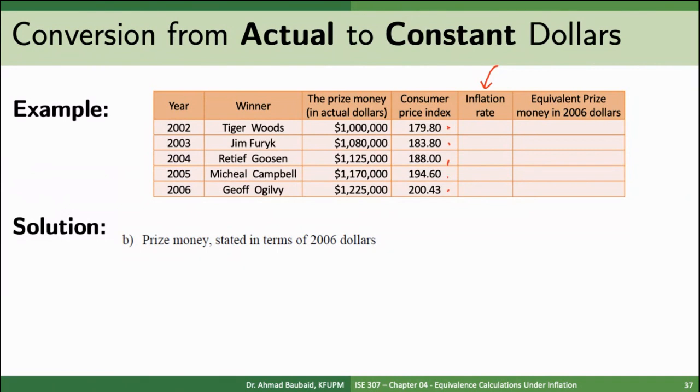And so that's the first step I need to do. I need an inflation rate, but because you're given these values, you can compute each year's inflation rate and then use each year's inflation rate instead of the average one. So that's the first thing. And then I need to convert these actual dollar amounts into constant dollar amounts with 2006 as the base period.